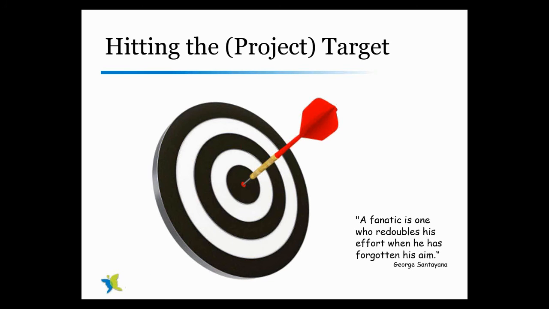It's really all about hitting the target. And that's really what we're talking about today. Do we know what the target is? And if we understand the why, we have a much better chance of being able to retain that target and stay on track. So I actually discovered this quote last night while I was doing a last-minute review: a fanatic is one who redoubles his effort when he has forgotten his aim. So it's good to redouble our effort, but let's make sure that we're doing that and staying effective.